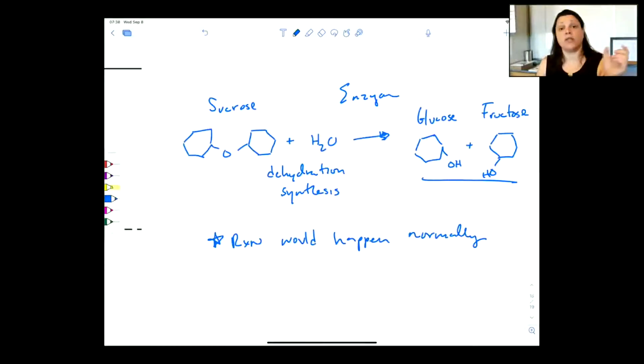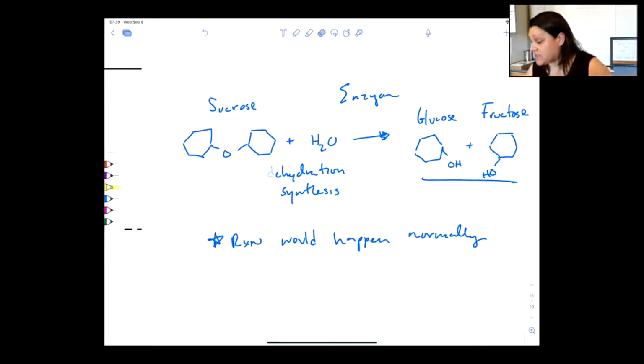Like -ose means sugar and -ase is going to mean enzyme. So what sucrase is going to do is create an environment in that active site with those R groups that attract, because again, this is not a dehydration synthesis.